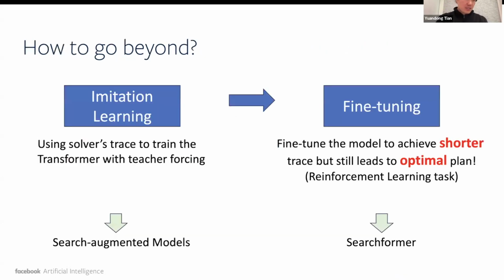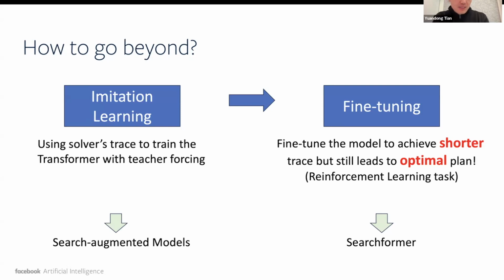So far we see an interesting new scaling law if you add the search trace to train the transformer with teacher forcing. Of course, we can do better, because the final search-augmented model is already differentiable and can be readily improved further if we have new signals. Then we can fine-tune these search-augmented models to achieve shorter traces that still lead to an optimal plan.